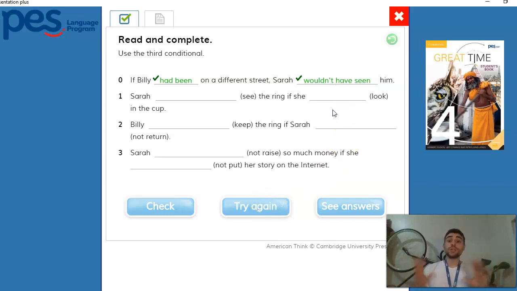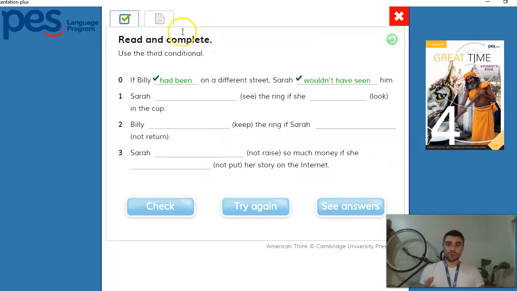Okay, so the construction is always the same. In the if part, I always use past perfect, and in the next part of the sentence I need to use would or wouldn't, and the have, and the past participle.